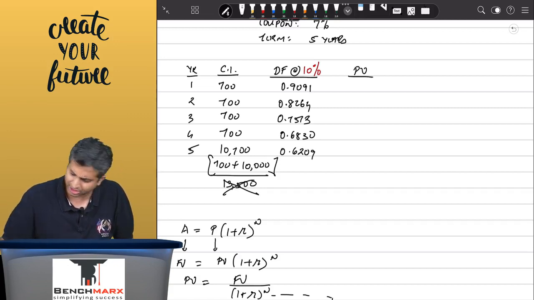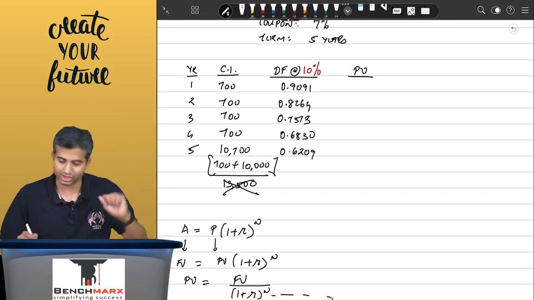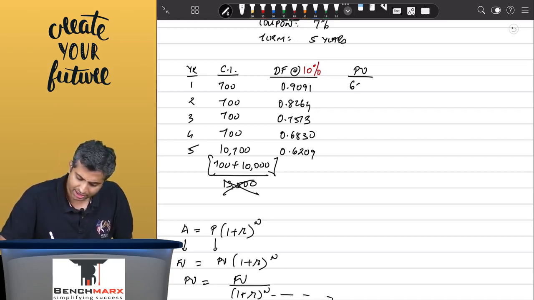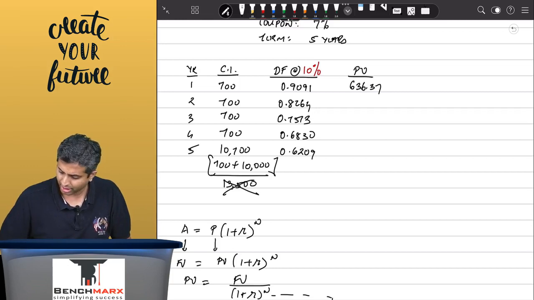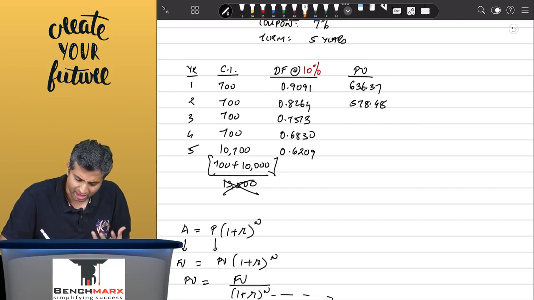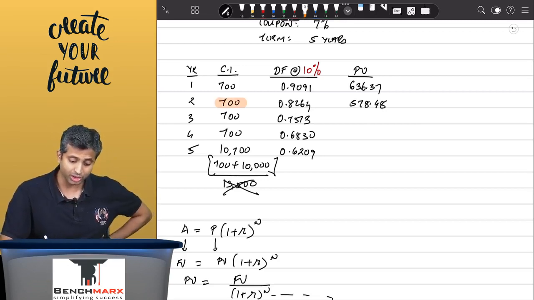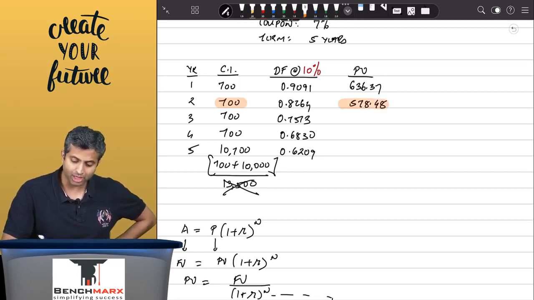So how much is the present value? Well, 700 into 0.9091, press M plus, so that goes into memory, 636.37. Then 700 into 0.8264, again M plus, this is 578.48. Sir, what do these numbers imply? It implies that if someone is promising me to pay 700 after 2 years, against that 700, how much should I be investing today?